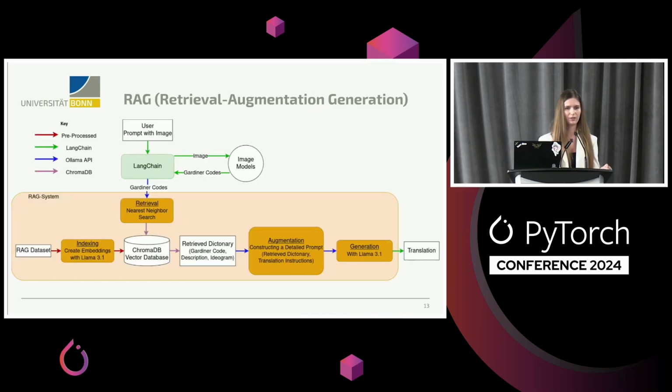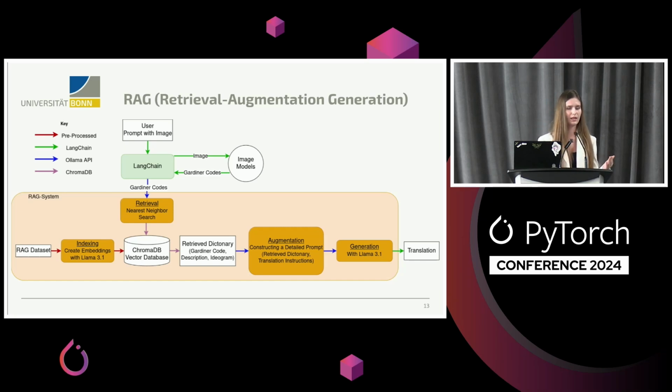Now to the final part of my pipeline, the translation. When I started with this part of the project, Llama 3 just came out and it was not able to translate Gardiner Codes. This is why I had to teach it what Gardiner Codes meant. I tried to put this in a prompt input, but the context window of Llama 3 was too small at the time. This is why I created my RAG.